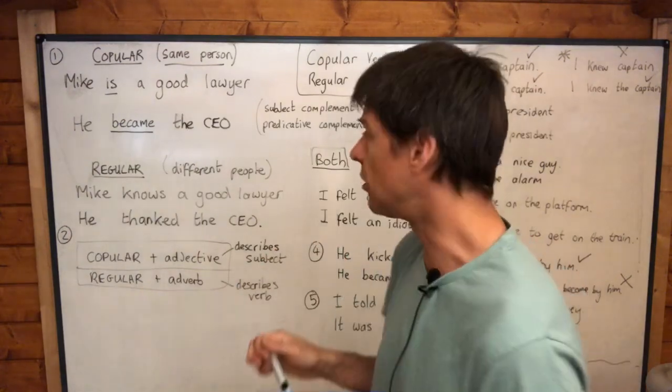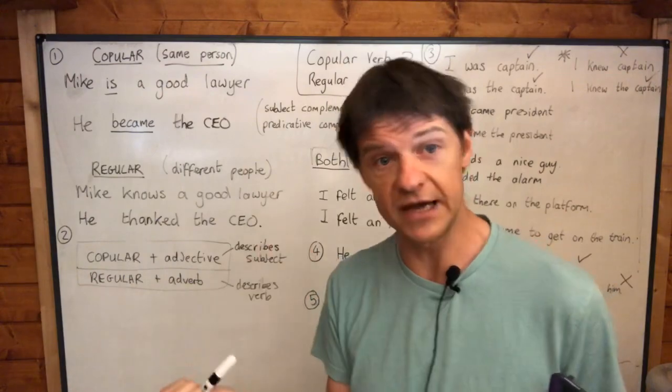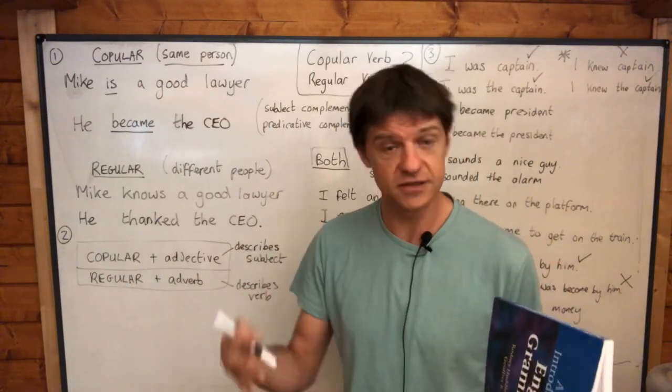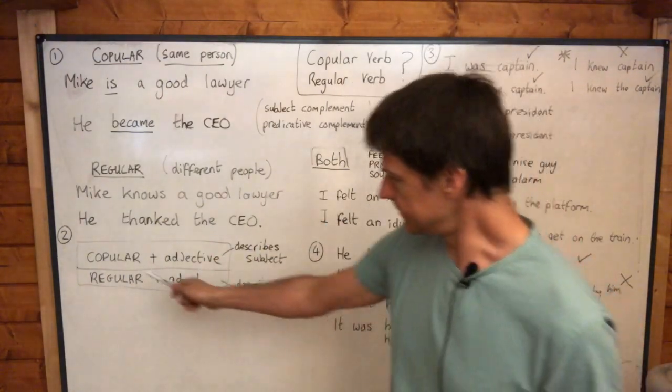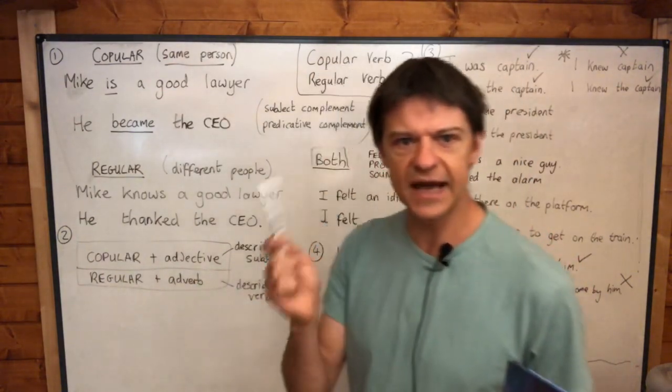So get is a copular verb, sometimes. If you say I got a letter, that's a regular verb. But if you say I got hot, that's a copular verb. So copulars can take adjectives. Regular verbs will never take an adjective after them.